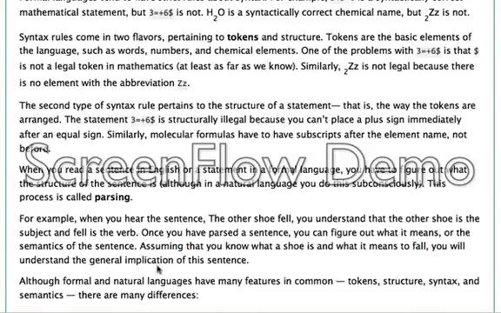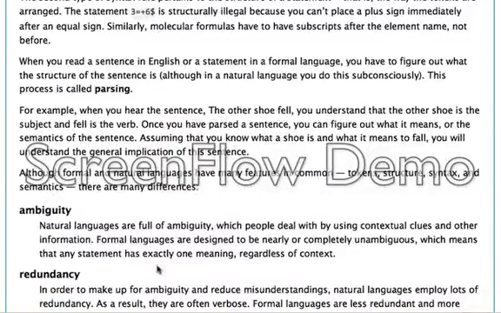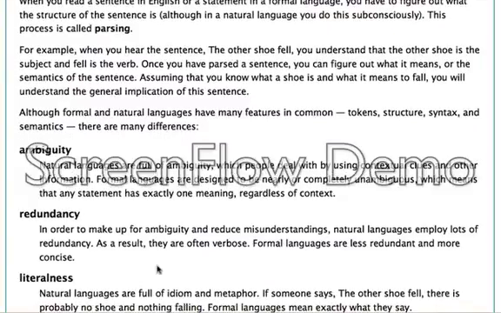Assuming that you know what a shoe is and what it means to fall, you will understand the general implication of this sentence. Although formal and natural languages have many features in common, tokens, structure, syntax, and semantics, there are many differences. Ambiguity. Natural languages are full of ambiguity, which people deal with by using contextual clues and other information. Formal languages are designed to be nearly or completely unambiguous, which means that any statement has exactly one meaning regardless of context.